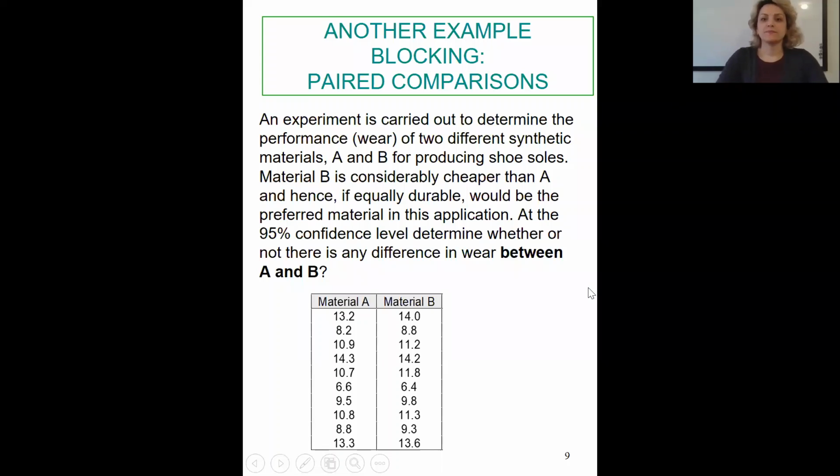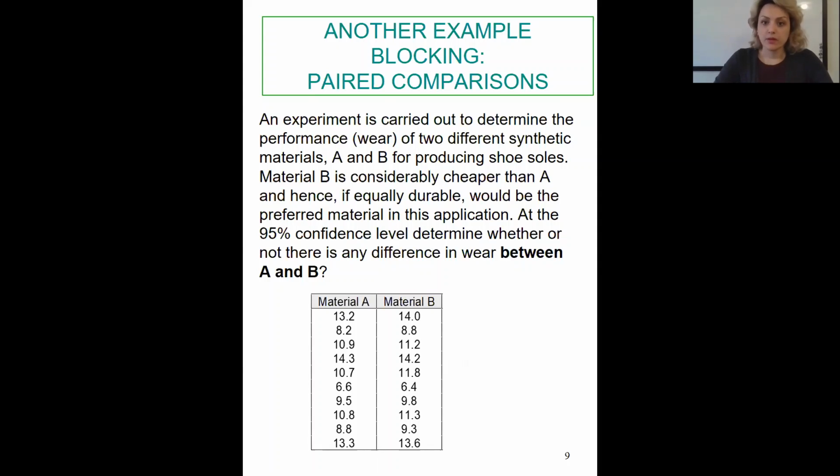Here is an example where we want to see the effect of blocking. An experiment is carried out to determine the performance of two different synthetic materials, A and B, for producing shoe soles, the part on the bottom of the shoes. Material B is considerably cheaper than A, and hence, if equally durable, we would consider B. So we want to measure which one is more durable, if they have the same level.